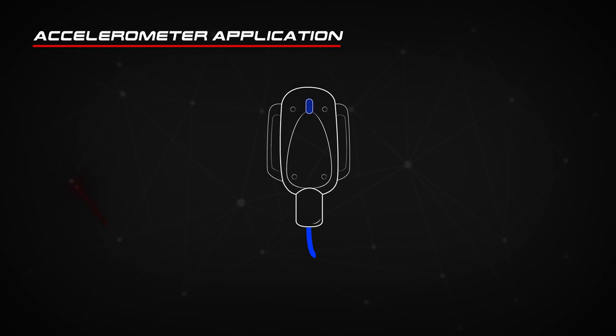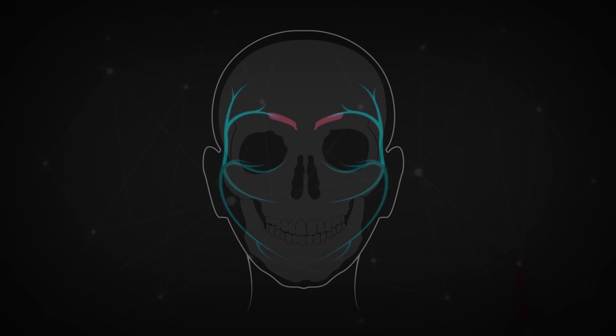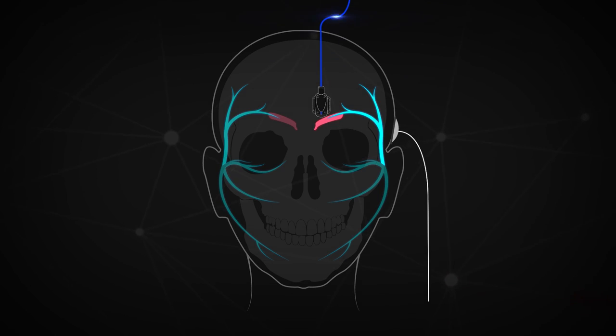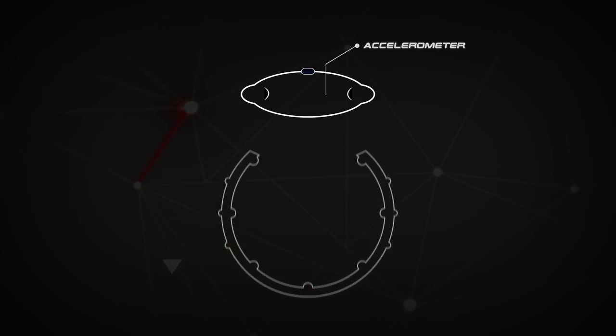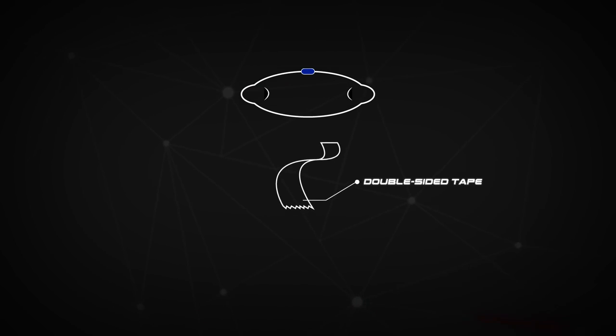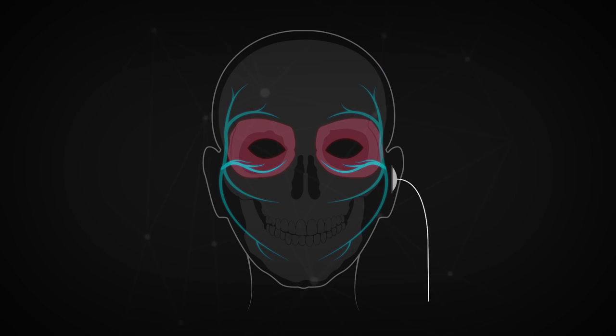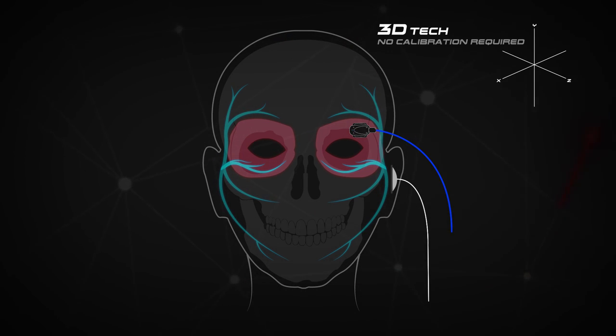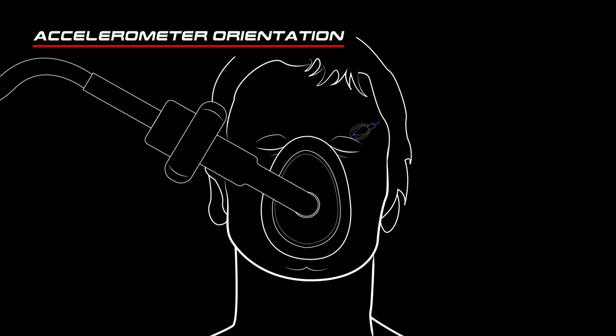Accelerometer application. When stimulating the temporal branch, the response of the corrugator supercilii muscles should be monitored and the accelerometer should be secured above the eyebrow on the median half of the face. This is done by removing the accelerometer strap and applying double-sided tape to the bottom of the accelerometer. When stimulating the zygomatic branch, the response of the orbicularis oculi muscle can be monitored if the accelerometer is secured laterally above the eyelid. The accelerometer contains a three-dimensional technology which allows for the accelerometer to be oriented in any way and therefore requires no calibration.